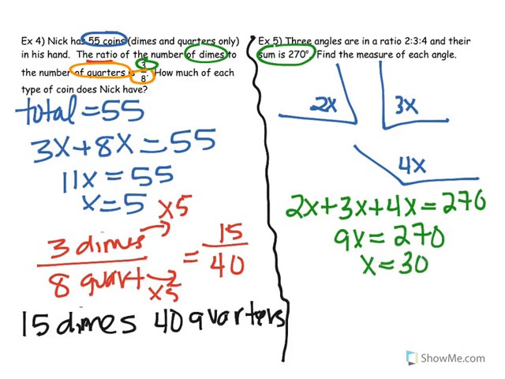Okay? So the multiplier, 2 times 30 would be, this angle would be 20 degrees. Oh, sorry. 2 times 30 is 60 degrees. 3 times 30 is 90 degrees. And 4 times 30 is 120 degrees. Okay? So the angles are 60 degrees, 90 degrees, and 120 degrees.